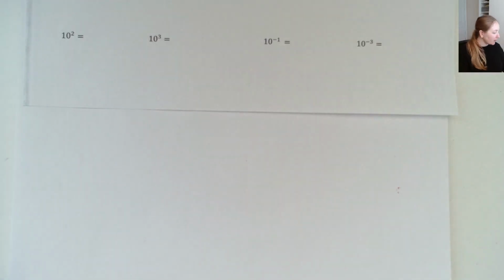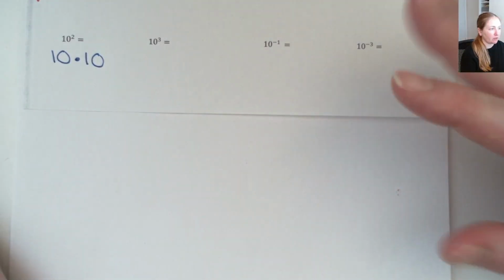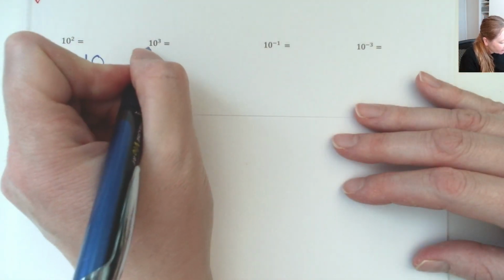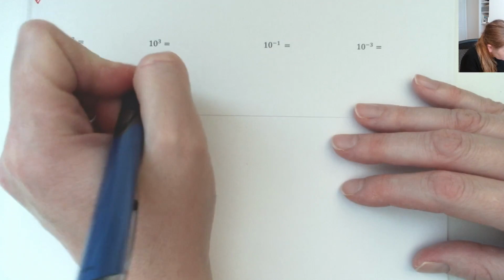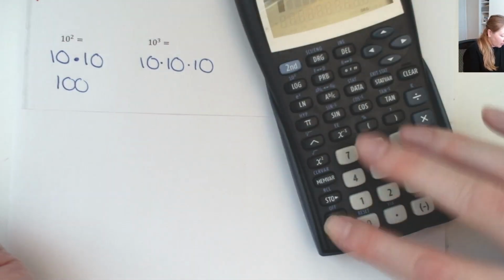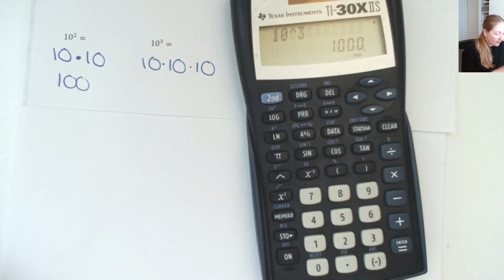So it's really important to have some number sense about these exponents. If you have 10 squared, that means you have two copies, right? So it's 10 times 10, which is 100. If you have 10 cubed, that's 10 times 10 times 10. And again, you can do this on your calculator if you want to. You can do 10 caret 3, and that's going to give you 1,000.